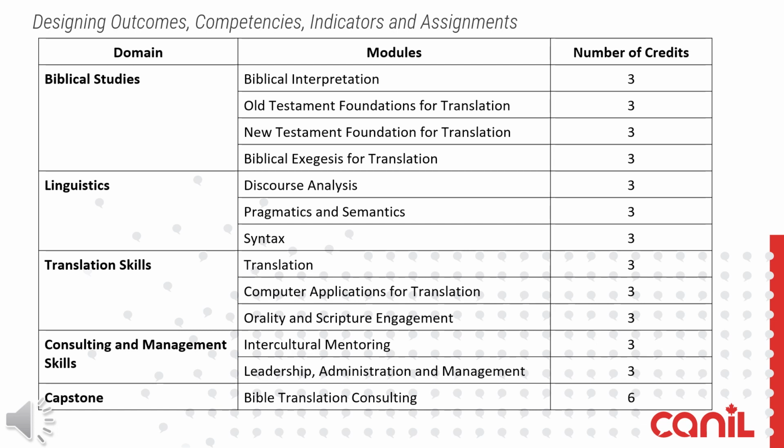So the list of modules that you see here, biblical interpretation, Old Testament foundations for translation, and so on, provide something that at the end of the program looks like a transcript. So a person who graduates gets the transcript, and these look like courses, and we've assigned a number of credits to this. And this is all to help the person move on and show what they know in each one of these domains. And this was all developed by SIL and then reformulated into this MA program.